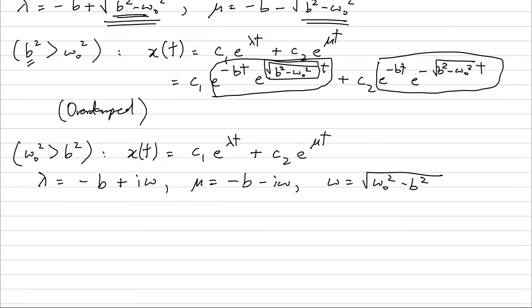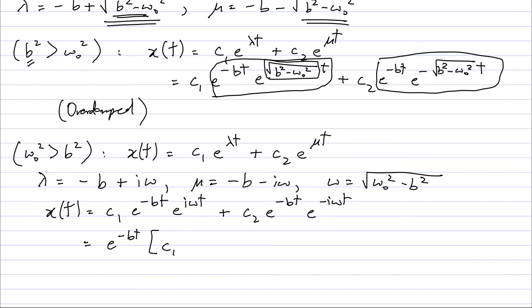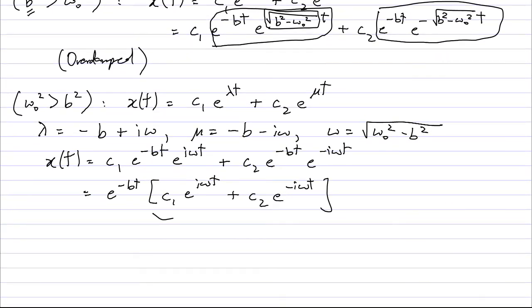So I can then write my solution as c1 e raised to power minus bt times e raised to power i omega t plus c2 e raised to power minus bt times e raised to power minus i omega t. So this thing I can write as e raised to power minus bt multiplied by c1 e raised to power i omega t plus c2 e raised to power minus i omega t. This thing in the square brackets is exactly the same as we got for undamped motion, where there was no damping present. This is just simple oscillatory to and fro motion.